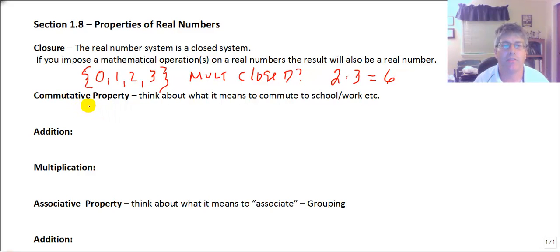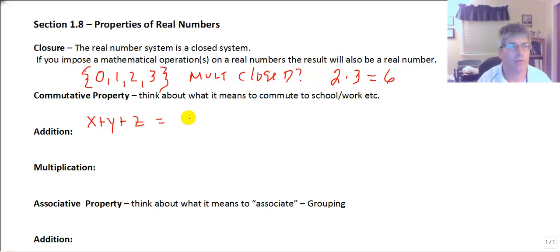The next property is the commutative property. Again, this is vocabulary, so I want you to think about what it means to commute. What does it mean to commute to school or to work? It means to go back and forth. So the commutative property says we can switch things around or go back and forth and still get the same result out. So let's say we had x plus y plus z.